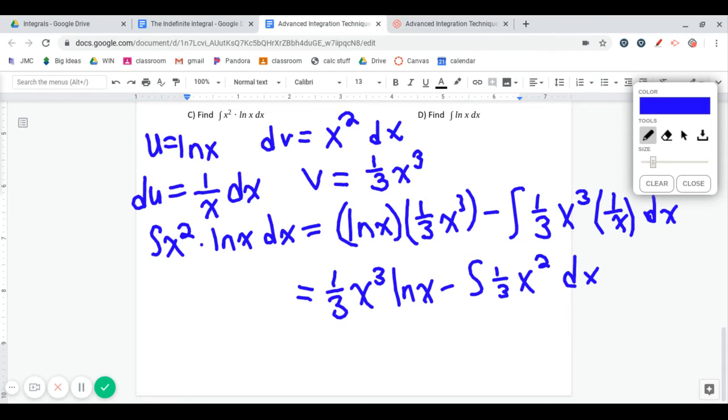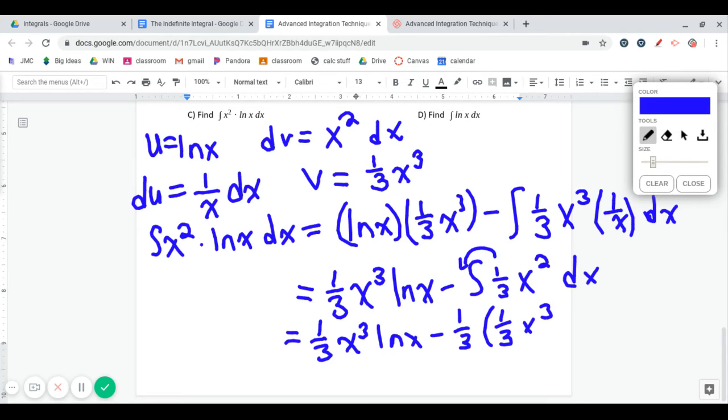And remember that we can just pull this 1/3 right out of that integral. So this ends up being 1/3 x cubed times the natural log of x minus 1/3 times the integral of x squared, which is 1/3 x cubed. Remember, we did that up here. Funny how that worked out. Plus c.